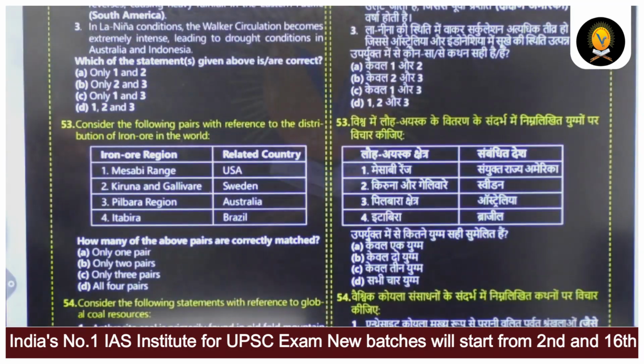Consider the following pairs with reference to the distribution of iron ore. Mesabi range, USA, correct. Kiruna and Gällivare, Sweden, correct. Pilbara region, Australia, correct. Itabira, Brazil, all pairs are correct. 53, all pairs are correct.